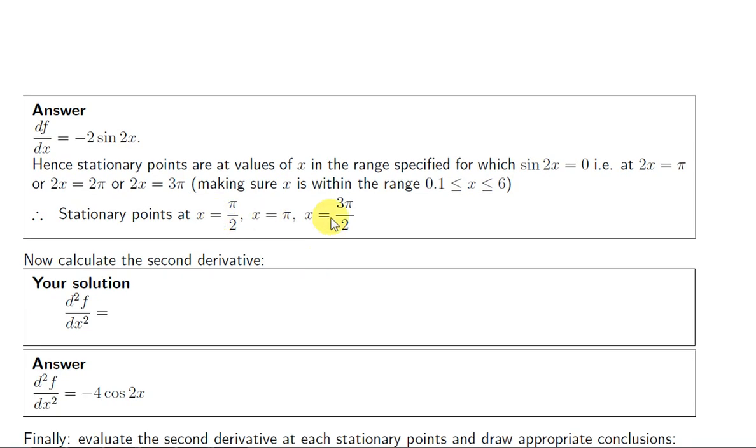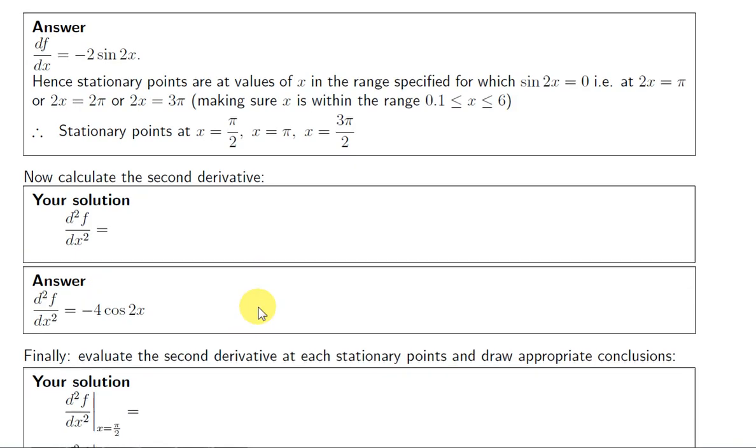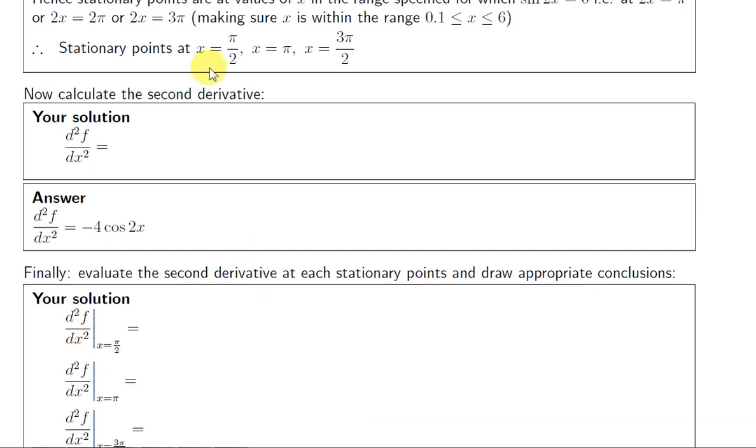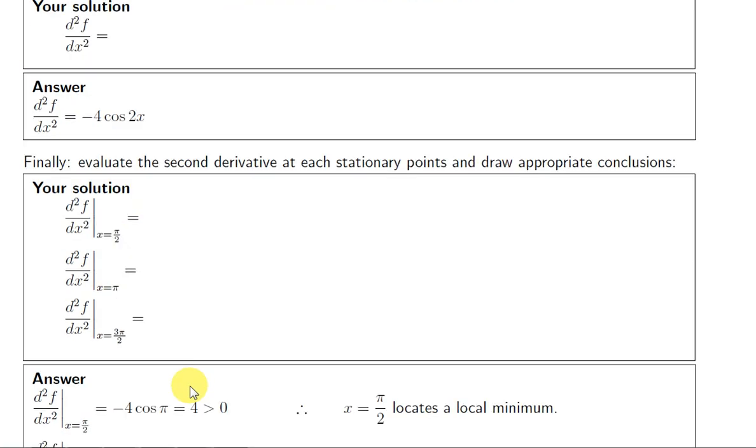So these 3 values of x give us stationary points in this region here. To determine the nature of these stationary points, we take the second derivative. The derivative of the sine function is cos, and we multiply by the derivative of the angle, which is 2. We have this minus 2 giving us minus 4 here. And we plug each of these values in and look at the sign of the values. So we just work out this quantity at pi over 2, at pi, and at 3 pi over 2.